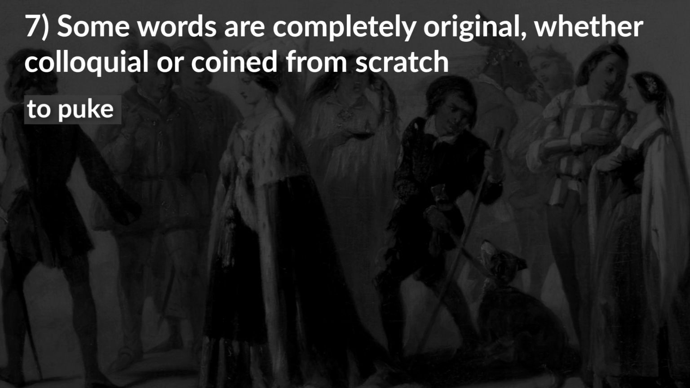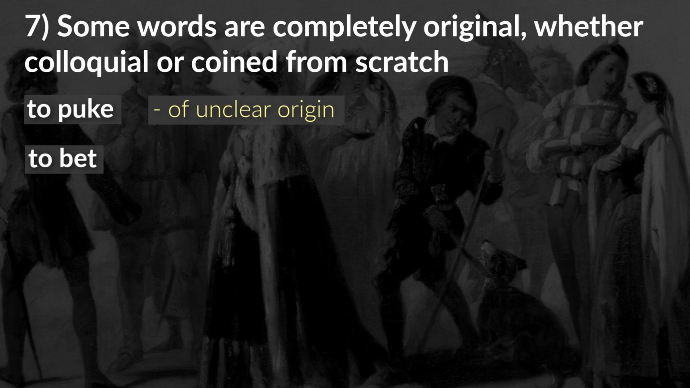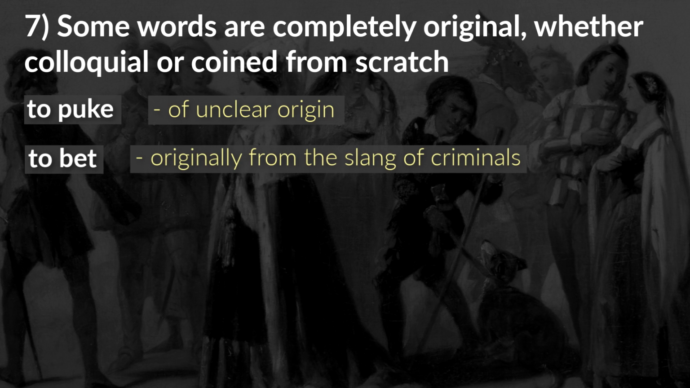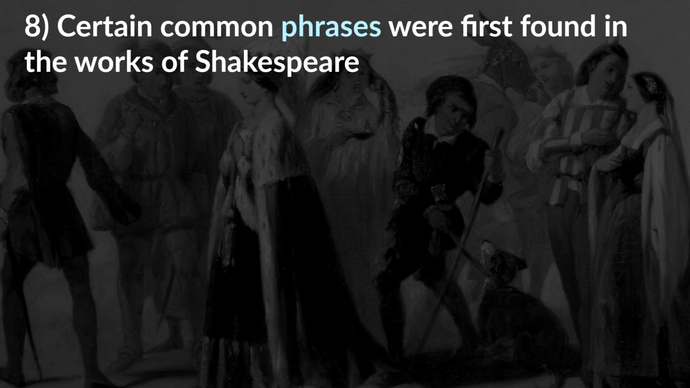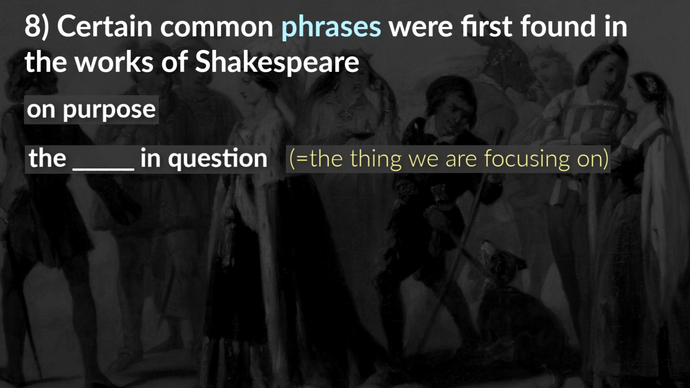To puke, a colloquial word for vomit. To bet. This word first appeared in the slang of street criminals, but in writing it was first found in the works of Shakespeare. Certain common collocations were first found in the works of Shakespeare. For example, on purpose. The something in question, the thing we are focusing on. For example, the document in question, something you might hear in a formal legal or business context.